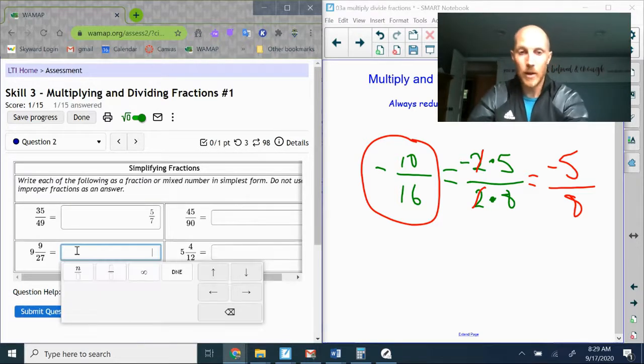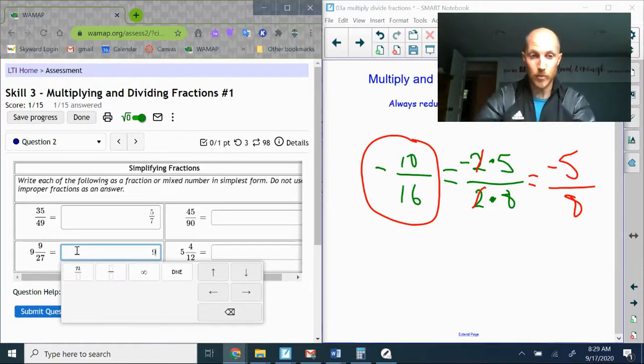So how do I type that? I'm going to do a 9 first. That's the whole number from in front. And then I can hit a space.